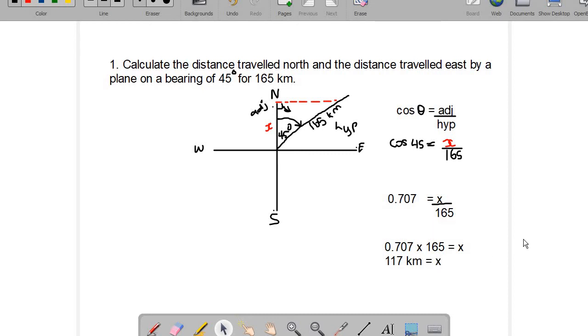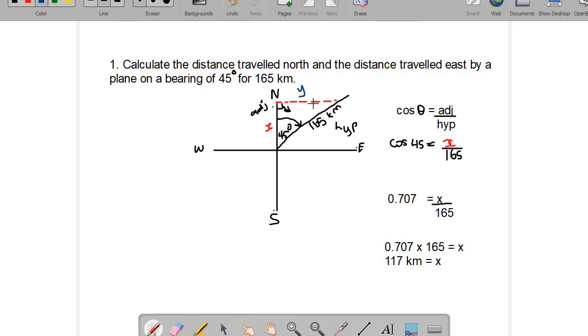Okay, so I know that this distance here, that would be north. This distance would be 117. Now the next part asks for the distance traveled north, which we just found. Now it asks for the distance traveled east as well. The distance traveled east would be this side here that runs east. So I'm going to call this side y.